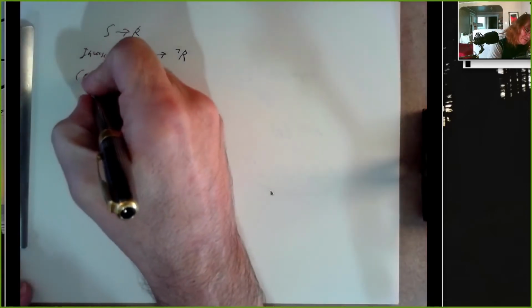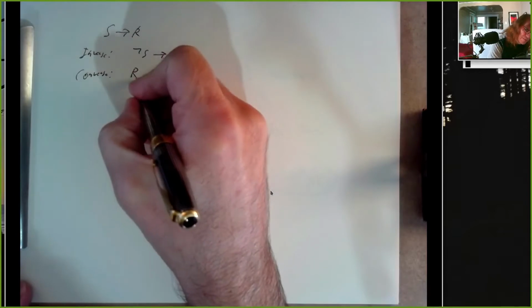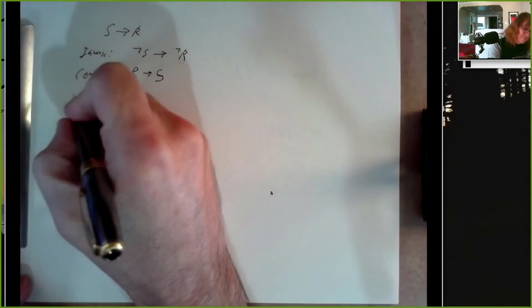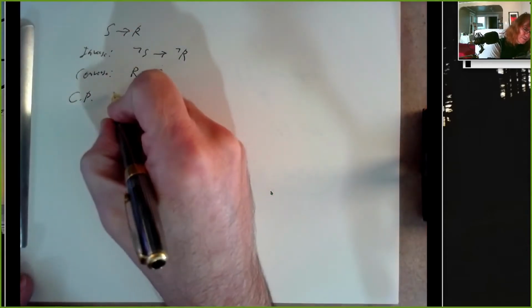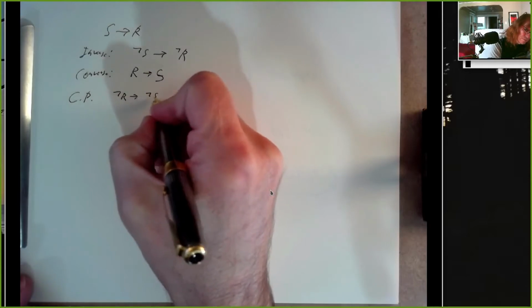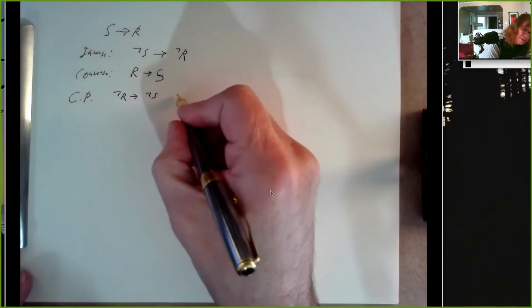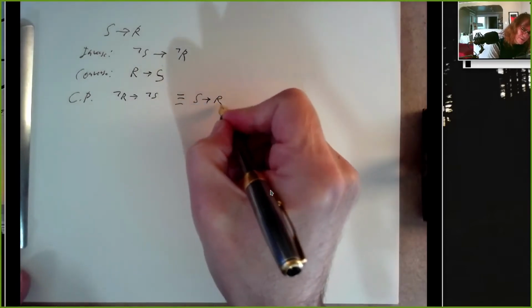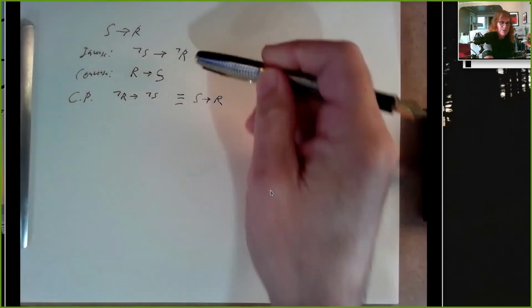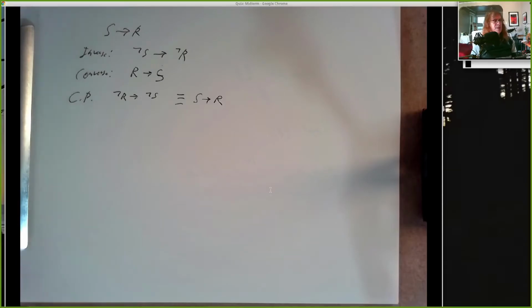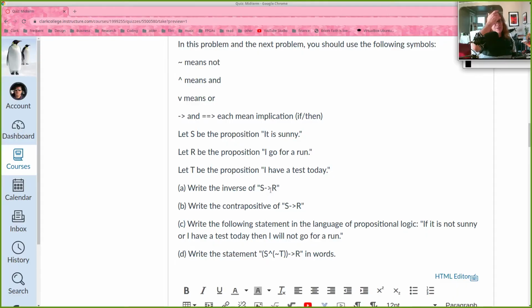The converse, you flip around the hypothesis and conclusion. If I go for a run, then it's sunny. And the contrapositive, you do both. And the takeaway here is that the contrapositive is logically equivalent to the original proposition, whereas these are not logically equivalent. So part A, write the inverse. That would just be if not S, then not R. Contrapositive would be if not R, then not S.